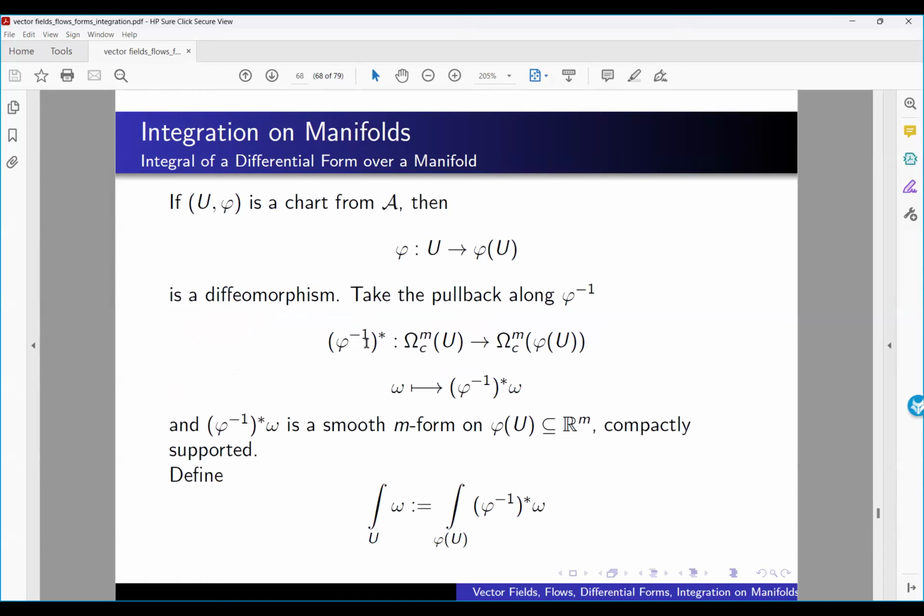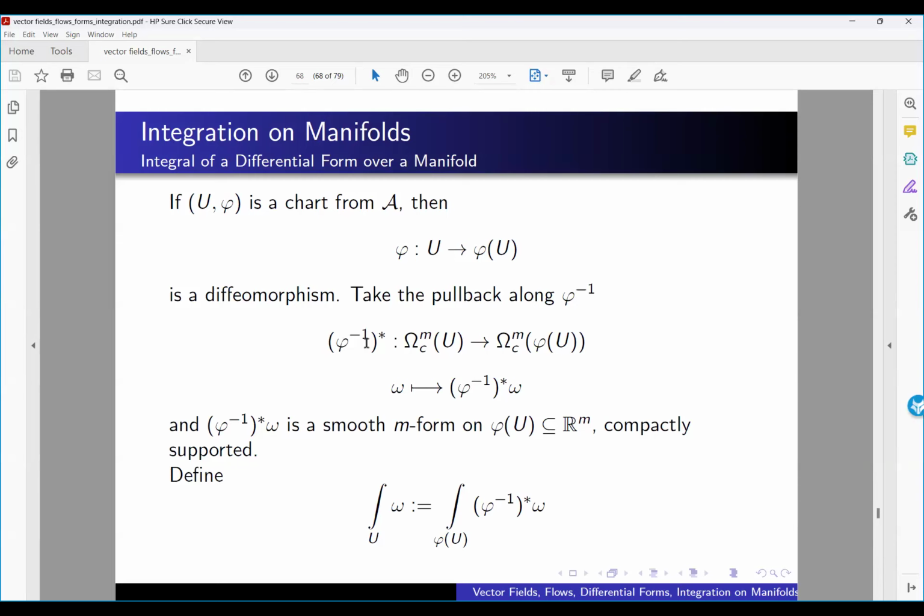In order to define the integral of a form, we are going to use the pullback. Remember that when you have a chart, this map phi is a diffeomorphism, so it makes sense to talk about the inverse. You take the inverse of this map, and then the pullback along this inverse, and we define the integral over U, the domain of a chart, of omega to be the integral over phi of U of the pullback along phi inverse.